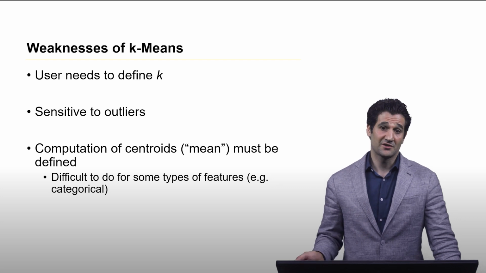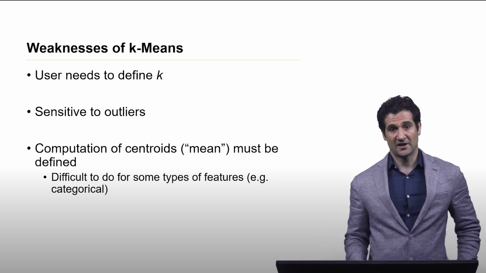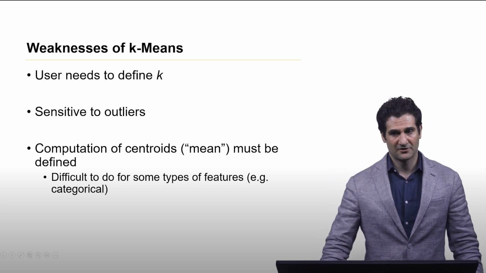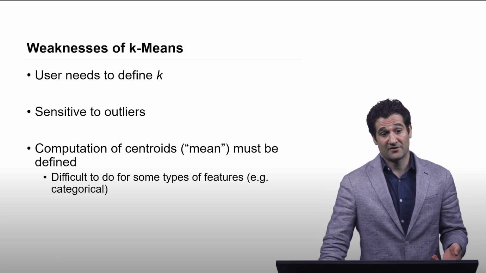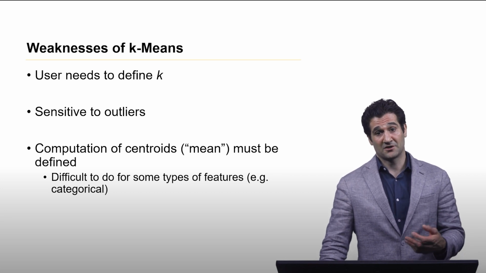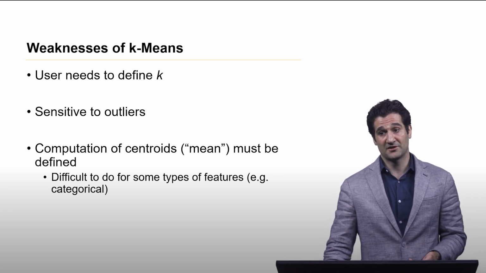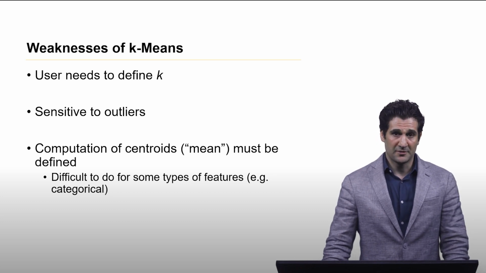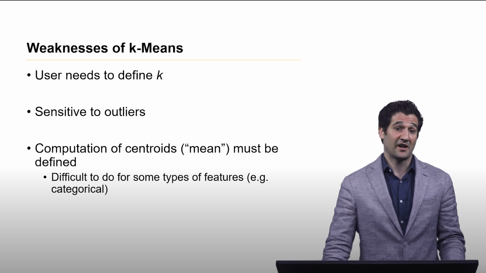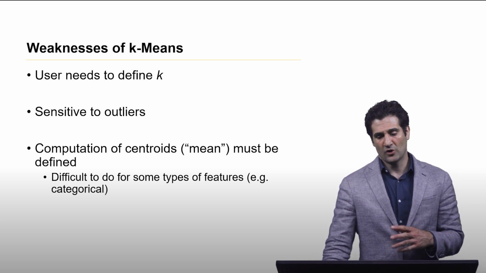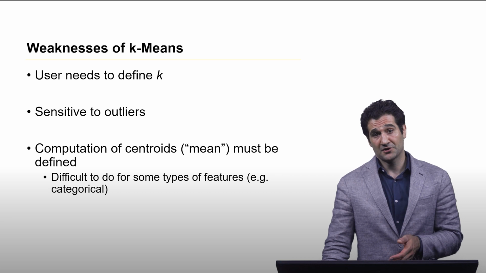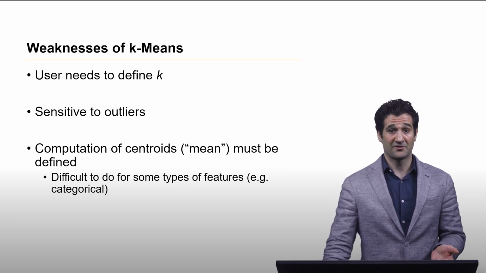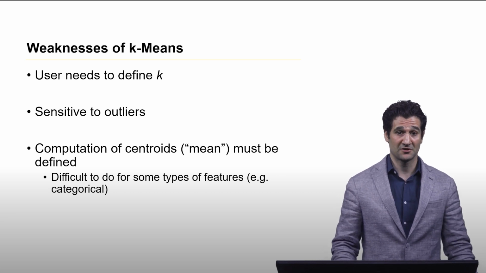And the computation of centroids must be defined, and this can get quite difficult. In certain cases, there's a clear geometric interpretation for recomputing the centroids if all the features are scaled the same way. But this might be difficult to do if some of your features are, say, categorical. And the way you compute the centroids might also have to be something you need to consider in certain domains where you have some very special types of features.